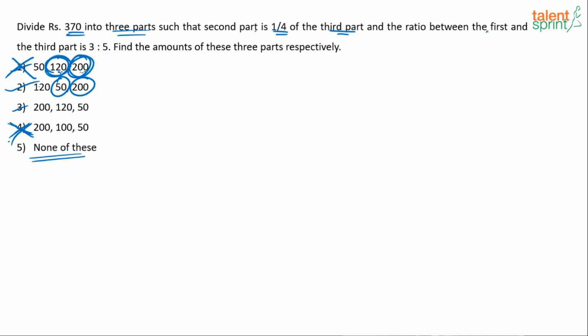What is the third condition? Ratio between first and third part is 3:5. First part is 120, third part is 200. 120 is to 200. What is the ratio? Is it 3:5? Yes. All the 3 conditions satisfied. Option 2 has to be the answer.